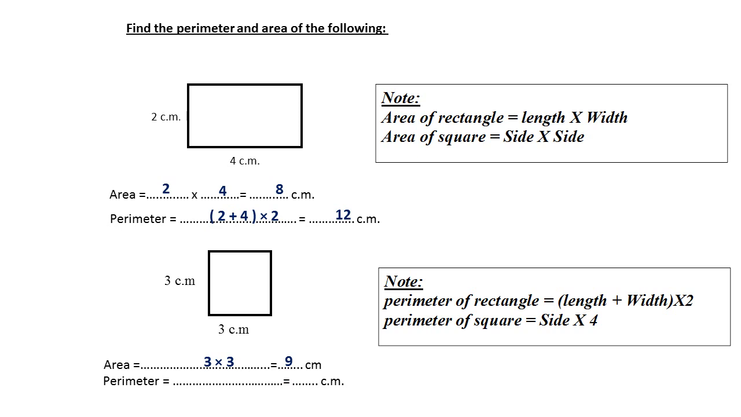Okay, what about the perimeter? The perimeter of a square equals side by 4. So 3 by 4, from table 3 or from table 4, the answer will be 12. So please you must keep the rules of the square and rectangle. Okay?